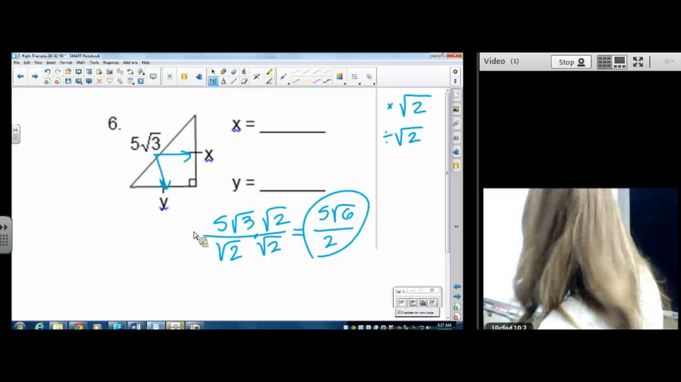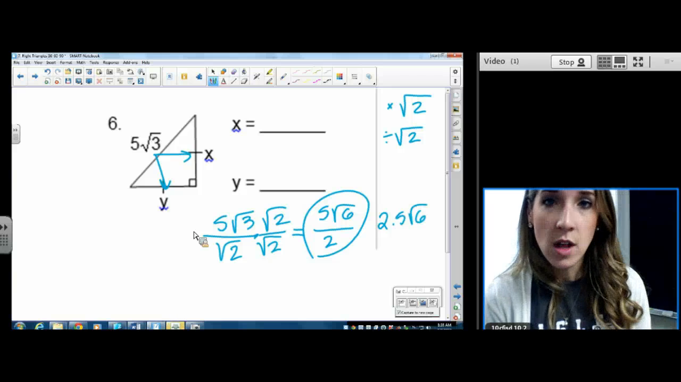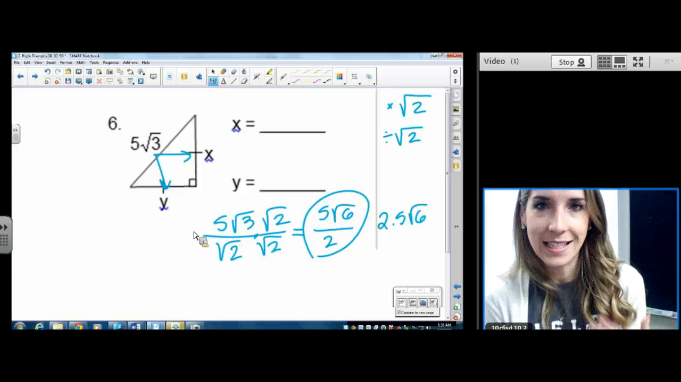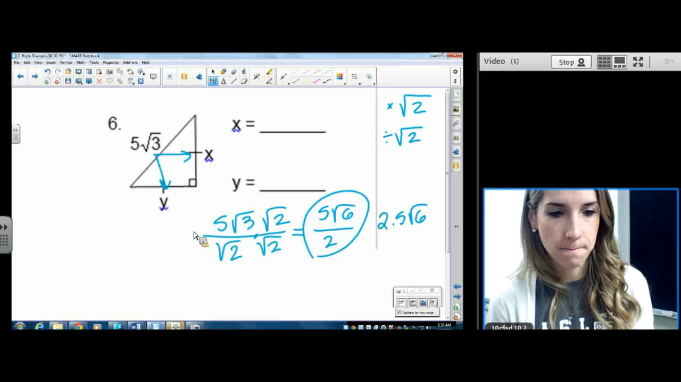Someone asked me if you're allowed to put 2.5 root 6. And I said, yes, you are allowed to, because 2.5 has an end. It's not a repeating decimal. It doesn't go on forever. So you're allowed to put that if you so desire.